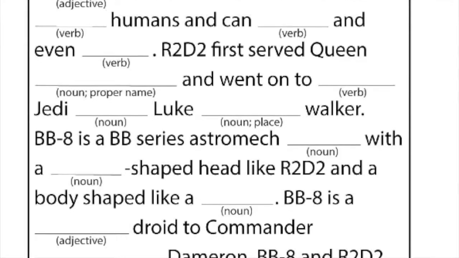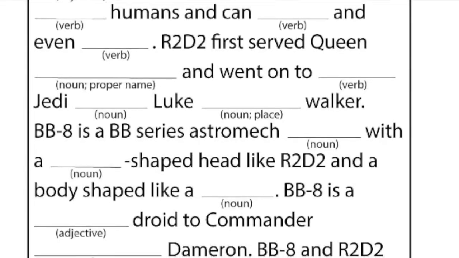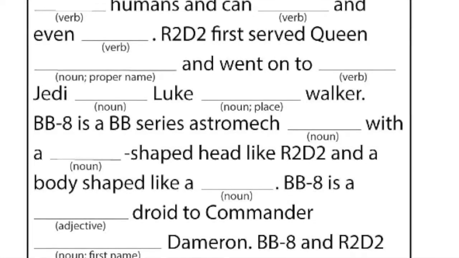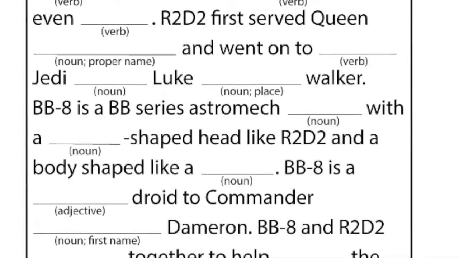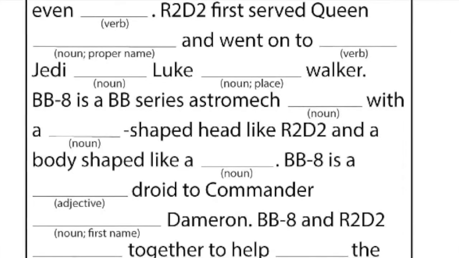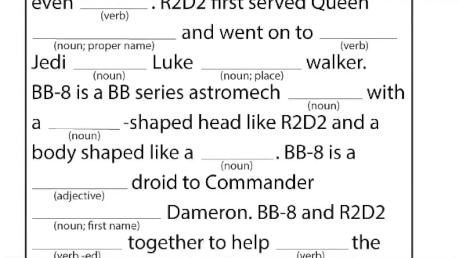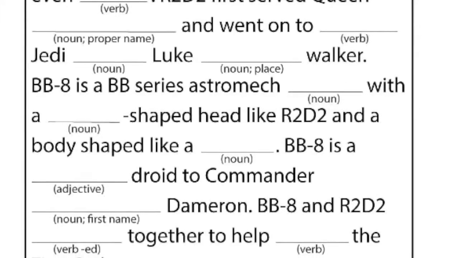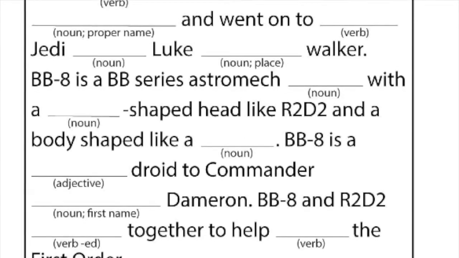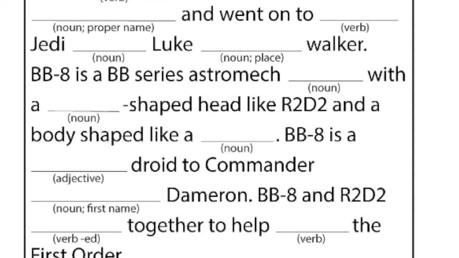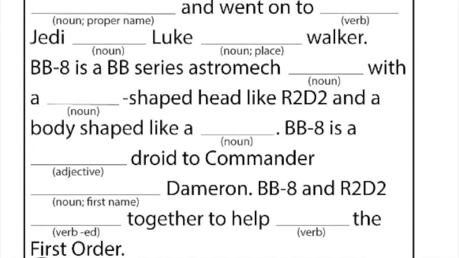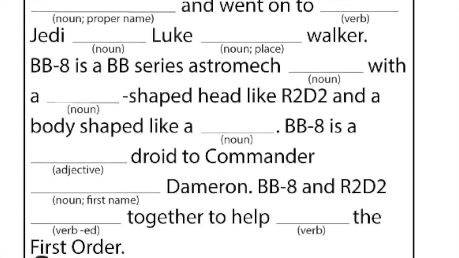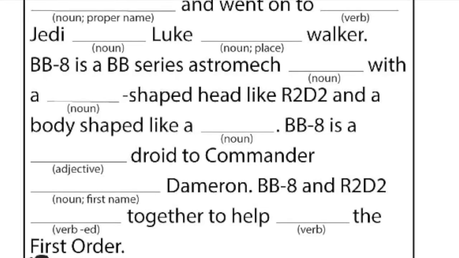You guys might also notice that some of the lines have two different things that they're asking for. Some of them might be asking for a noun and a verb, or a noun that's a proper name, or a noun that's a place. So please be mindful of that as you're completing this activity. As you can see, each line tells you exactly what type of word needs to go in each space.